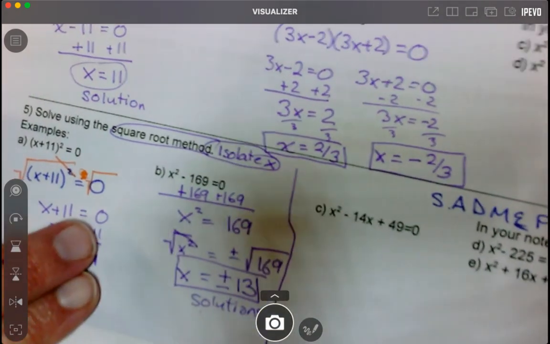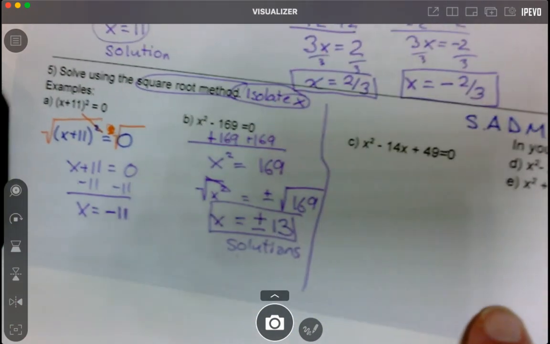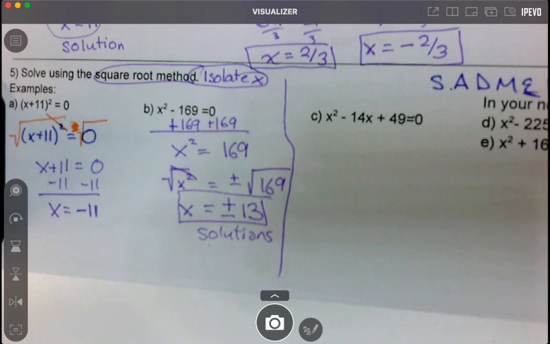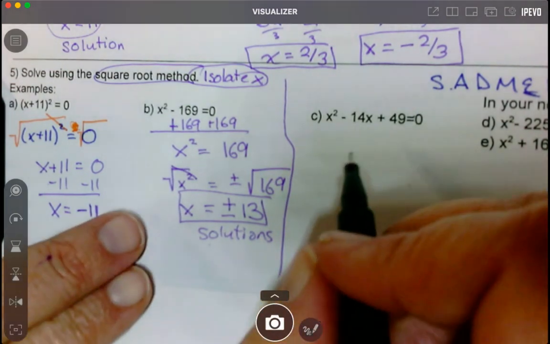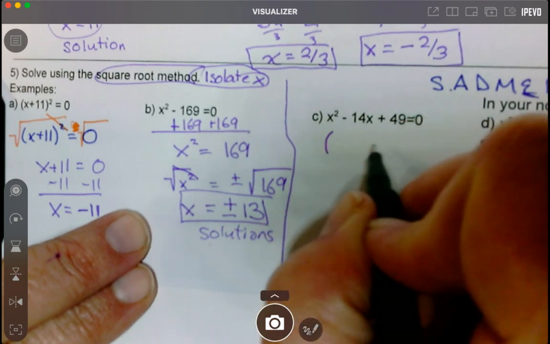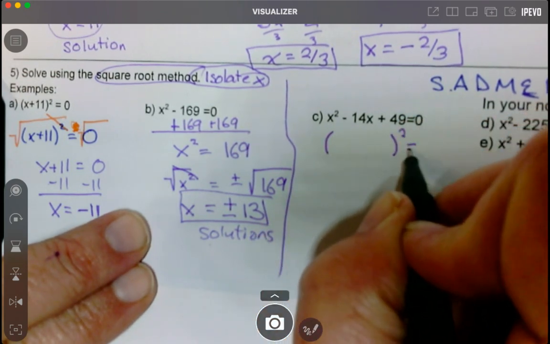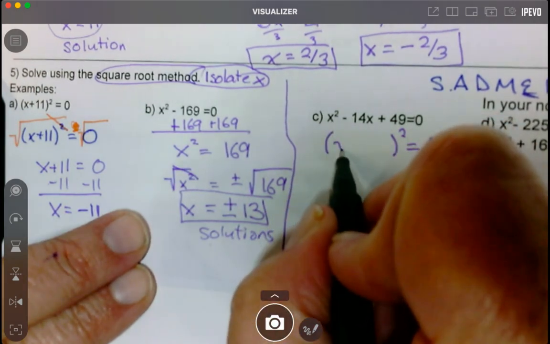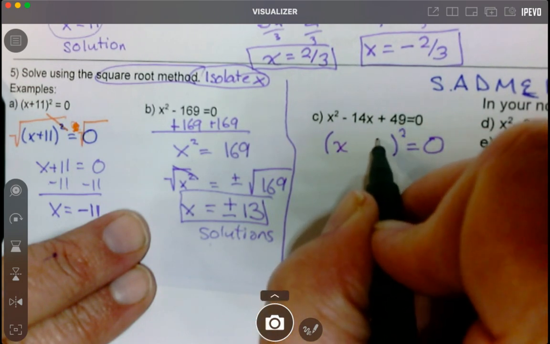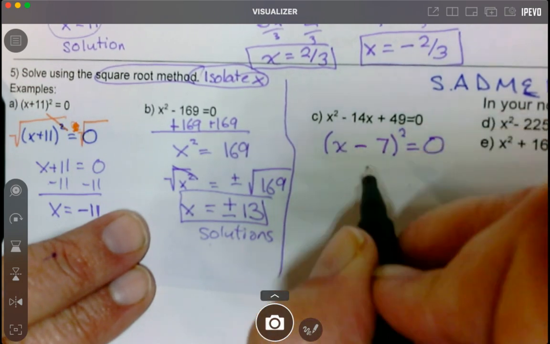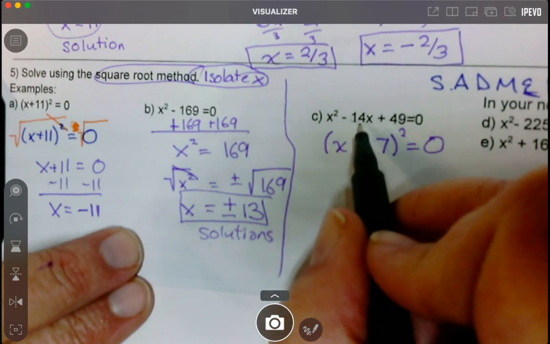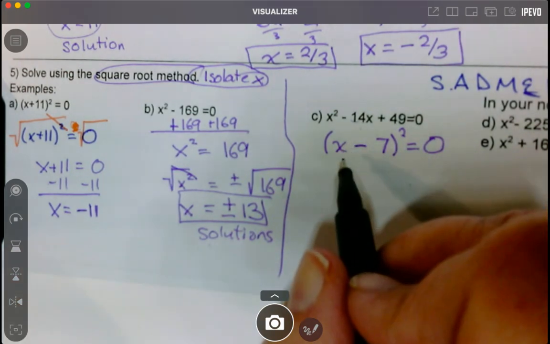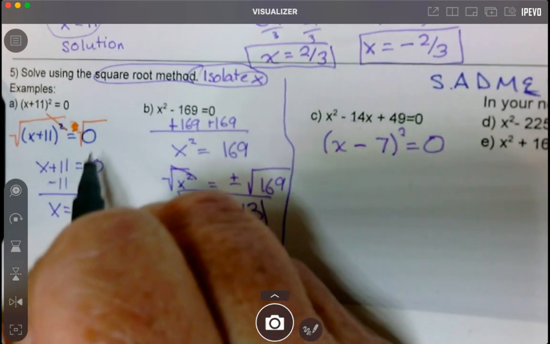Okay, let's look at letter C. We're supposed to use the square root method. So you know what that tells me? This must be a perfect square. So what squared equals this? Square root of x squared is x, square root of 49 is 7, negative sign. Then I just have to make sure that the middle works out. Is 2 times x times negative 7 negative 14? Yes. And now the solving is just like the first one.